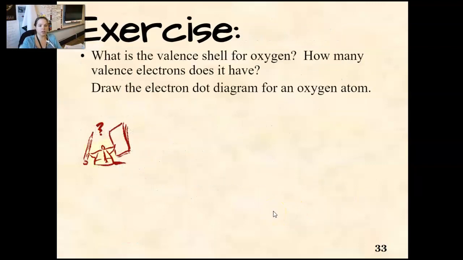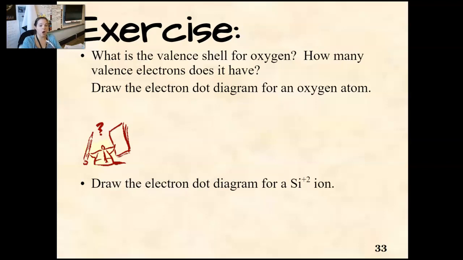All right, so exercise. What is the valence shell for oxygen, and how many electrons does it have? So we're going to look at oxygen right here. It says 2, 6 right there. Oxygen, 2, 6. 2-6 for oxygen. Right? Draw an electron dot diagram for oxygen.